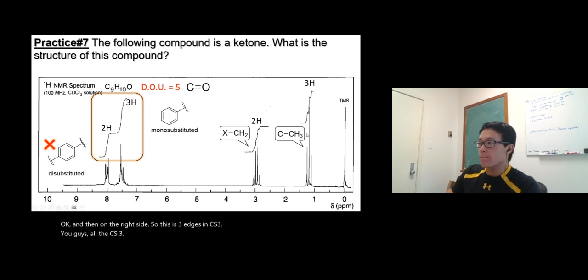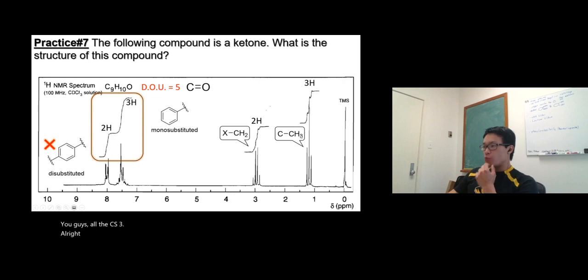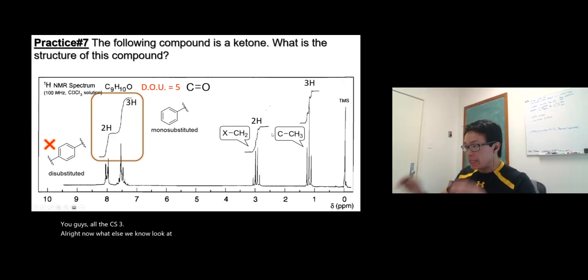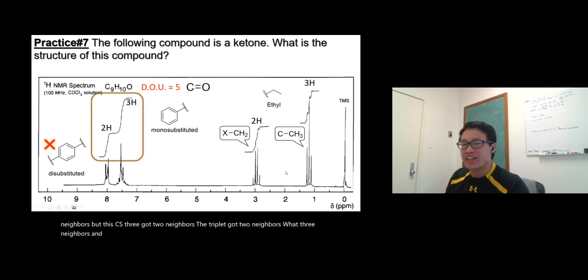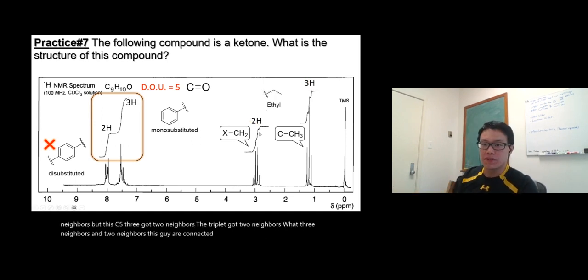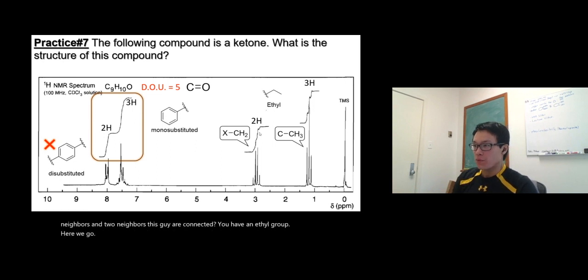Okay, all right. Now, what else do we know? Look at the spin multiplicity. The spin multiplicity says this CH2 has 3 neighbors next to it. It's a quartet, right? Which means it has 3 neighbors. But this CH3 has 2 neighbors. A triplet has 2 neighbors. Well, 3 neighbors and 2 neighbors. These guys are connected. You have an ethyl group. There we go. Okay. Maybe take some time. Think about what I just said.